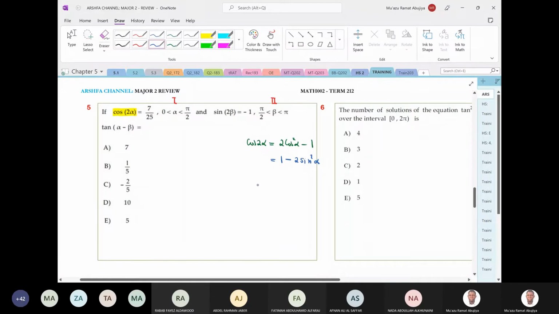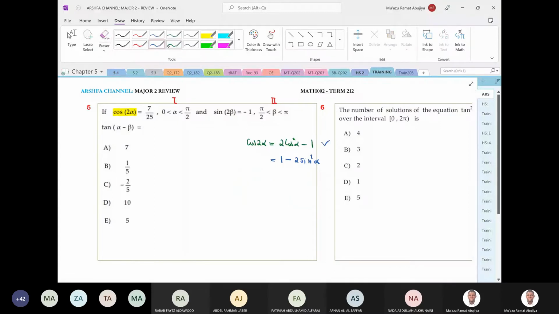Remember, there is also cosine squared of alpha minus sine squared of alpha. But I'm trying to avoid this one. You know why? Because it contains 2 trigonometry. Dealing with 2 trigonometry is not a good idea. It is better to use one single trigonometry. So now, if I use the first property, what do we get? Let us use this one.